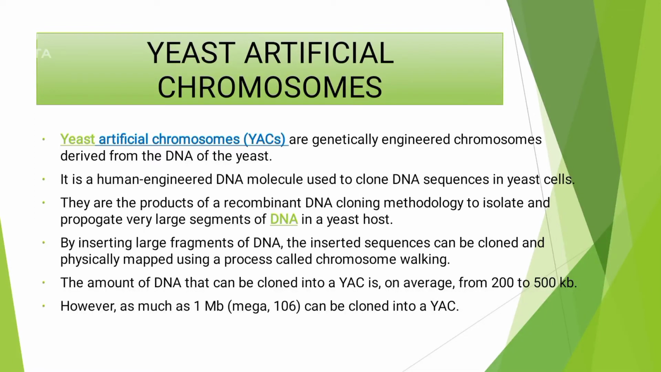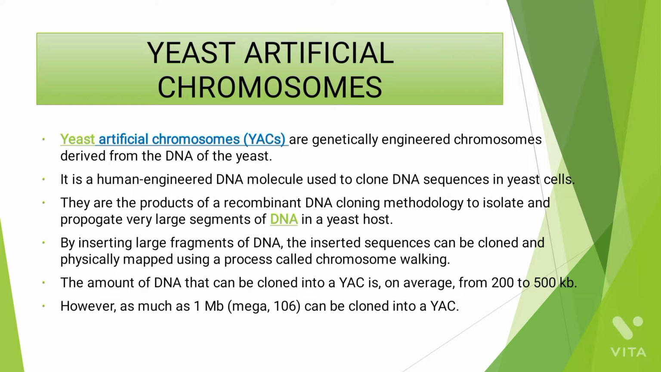Yeast artificial chromosomes are genetically engineered chromosomes derived from the DNA of the yeast. It is also a human engineered DNA molecule used to clone DNA sequences in yeast cells. They are the products of a recombinant DNA cloning methodology to isolate and propagate very large fragments of DNA in a yeast host. What does this mean?